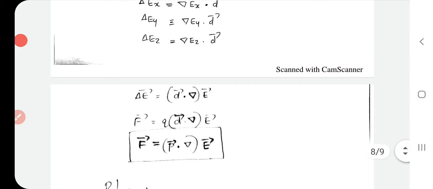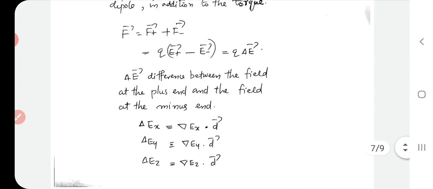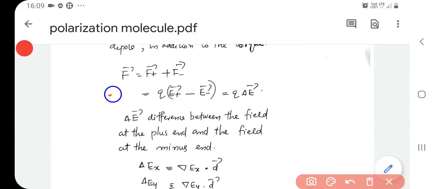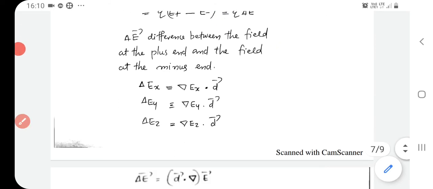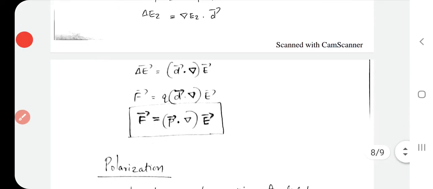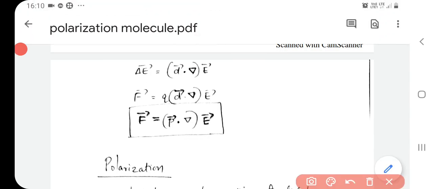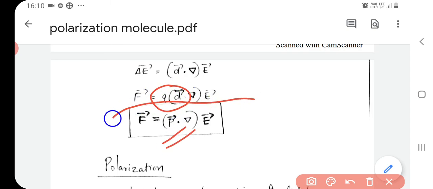Now F, this is the net force. Net force F is equal to Q delta E, that we know. So F is equal to Q D dot del E, and this Q D is p, the dipole moment. Okay, so F is equal to p dot del E.